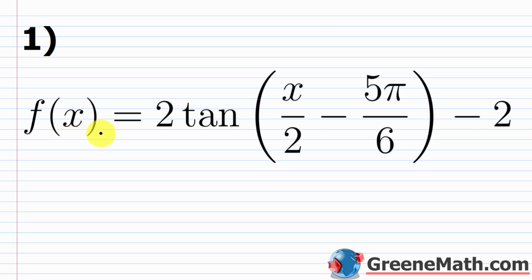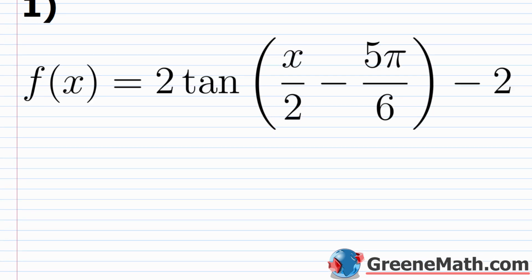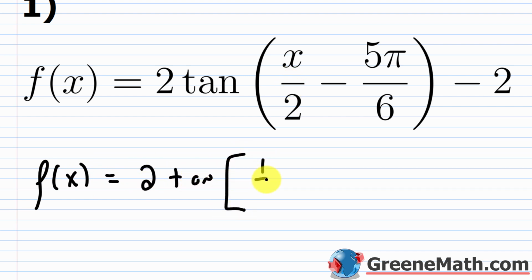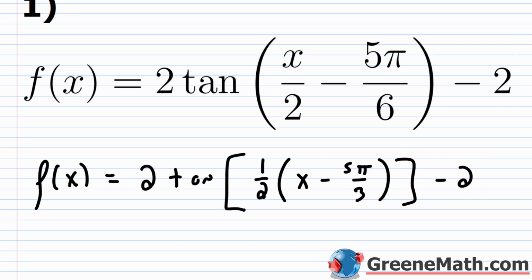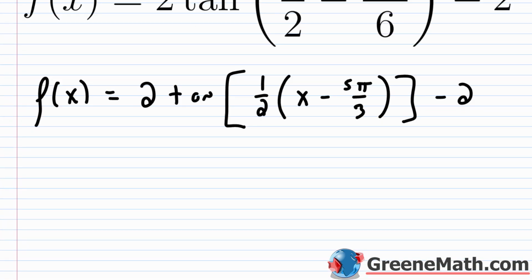So we have f of x equals 2 tangent of x over 2 minus 5 pi over 6, then minus 2. So as we did a moment ago, we're just going to factor this. So we have f of x is equal to 2 tangent of, I'm going to pull out a 1/2. And again, we just saw this. So this becomes x minus 5 pi over 3. Again, you could pause the video and check if you need to, and then close this down, and then minus 2. So when we put this in factored form, it makes it easier to think about the horizontal transformations.